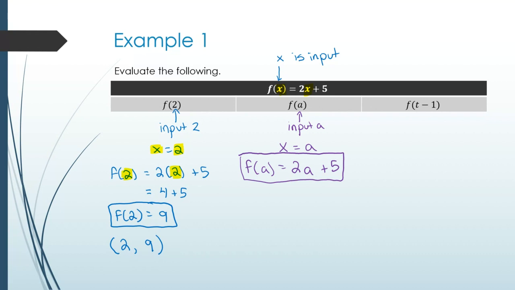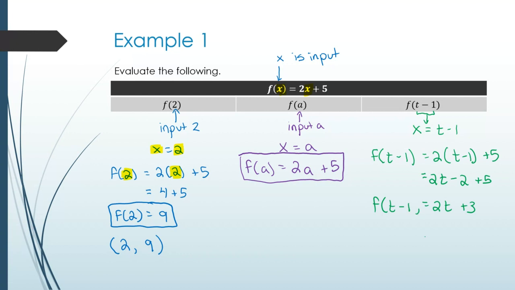Now the third one over here, we have t minus 1 as our input. That means that's the entire input. So x is equal to t minus 1. Everywhere I see x, I'm going to replace it with t minus 1. And now on the right side, I need to simplify. So I need to distribute. That's 2 times t, which is 2t. And then 2 times negative 1 is negative 2. So I have 2t minus 2 plus 5. And then negative 2 plus 5, that's 3. So f of t minus 1 is 2t plus 3.